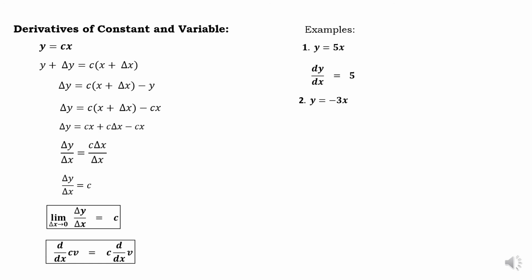Negative 3 is constant and the derivative of x is equal to 1. Negative 3 times 1 is equal to negative 3. Therefore, the derivative of y with respect to x is equal to negative 3.